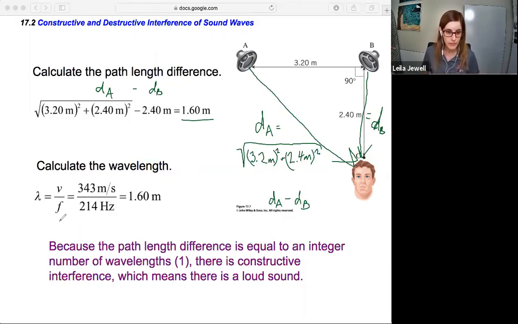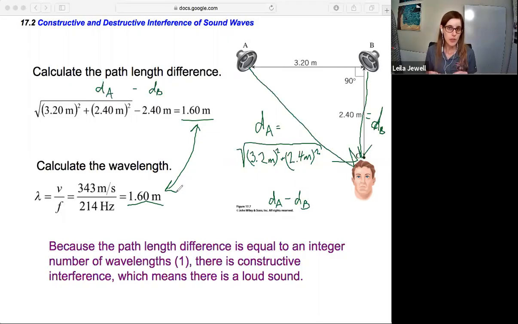For calculating the wavelength, we will divide the speed by the frequency. That will give us lambda. So 343 meters per second divided by 214 comes out to 1.60 meters. Look at this. It's the same number. So the path length difference is exactly the same as one wavelength. So since the path length difference is equal to an integer number of wavelengths, that means that there's constructive interference. That means there is a loud sound.